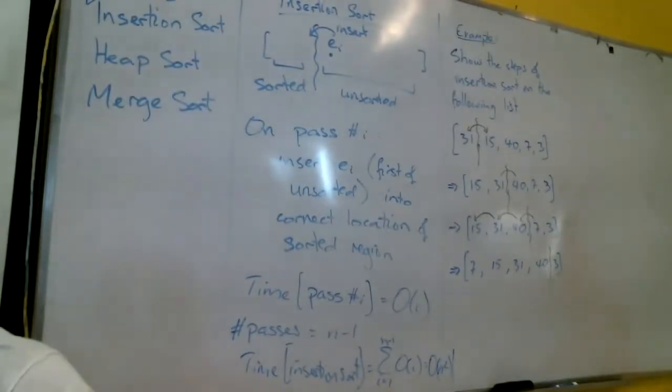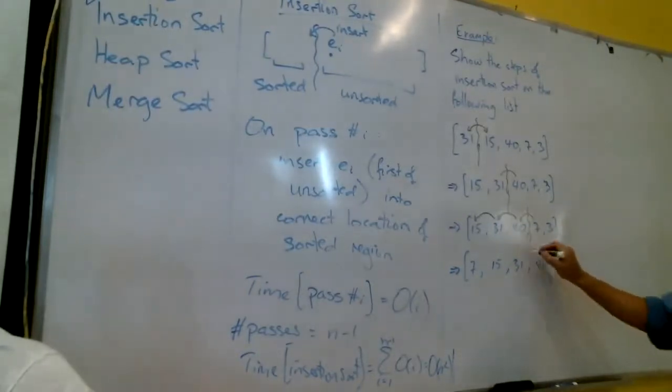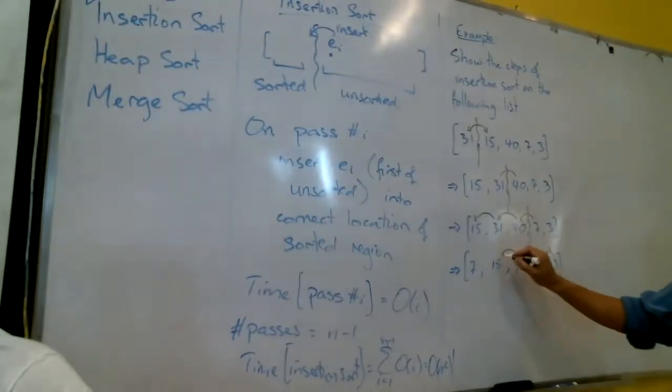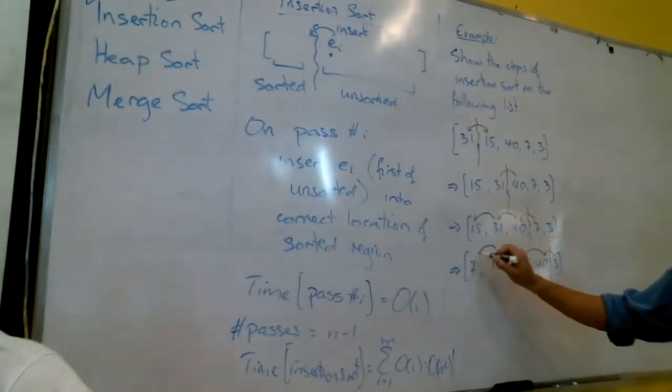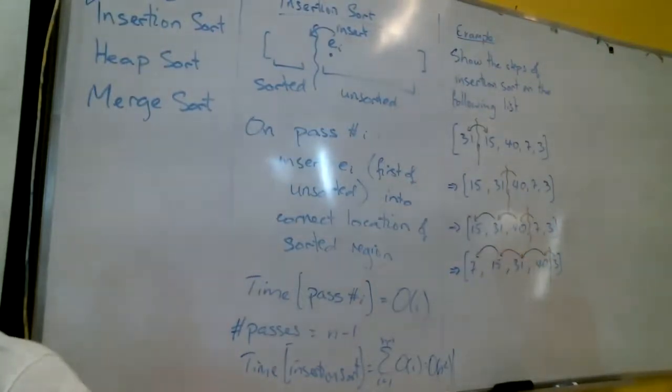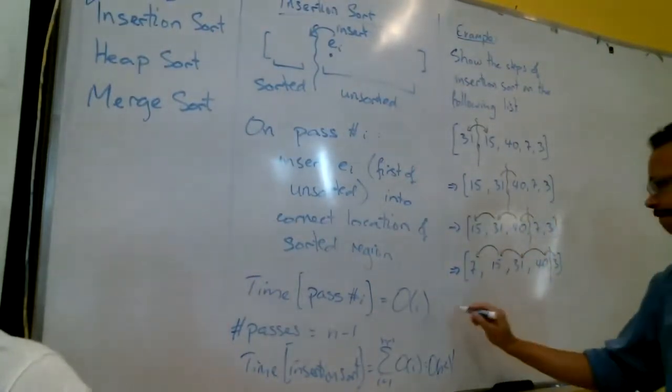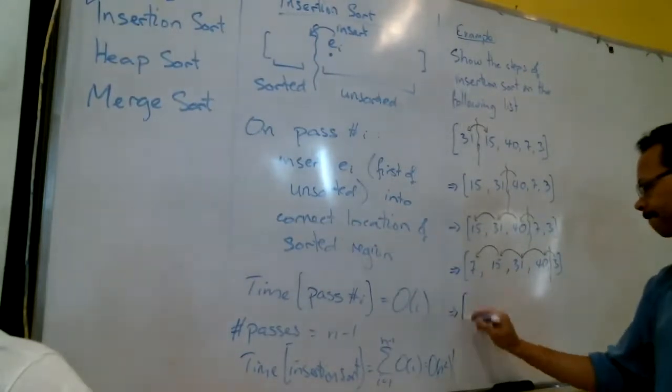And of course, once again, pick up the last element, the next element from the unsorted region, and perform a comparison. It's less than 40, so it needs to move again. Less than 31, less than 15. Compare with 7, it's less than. And so we're going to drop it in front.